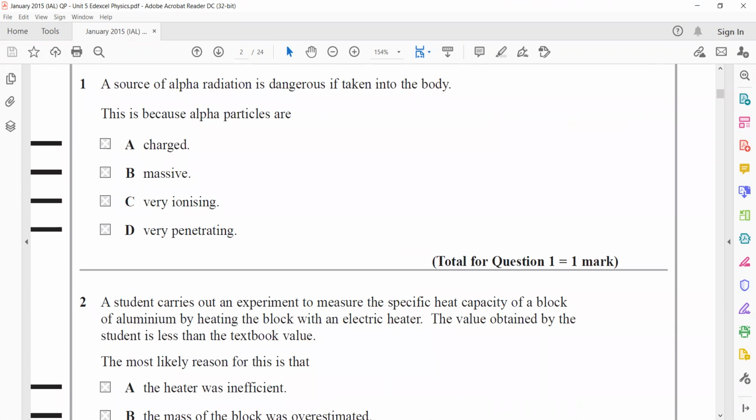Question 1. A source of alpha radiation is dangerous if taken into the body. This is because the alpha particle, so what is an alpha particle? Because of their greater mass and charge, they are very ionizing. That's why C is the right answer.